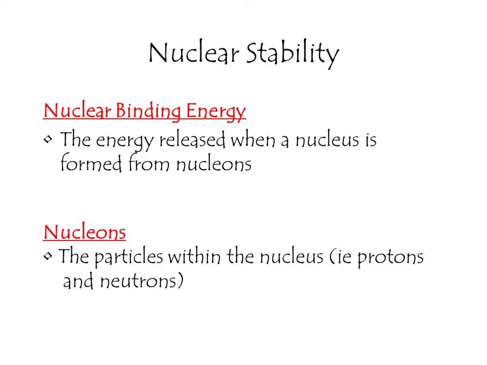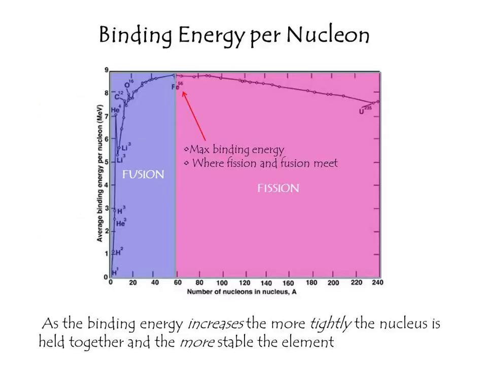So let's go ahead and talk about the nucleus, and how it's stable. And let's get a couple of definitions. The first one is nuclear binding energy, and that is the energy released when the nucleus is formed from nucleons. And again, nucleons right here are basically your protons and neutrons, particles within your nucleus. And binding energy is basically, as you increase the energy, the more tightly the nucleus is going to hold together and the more stable the element.